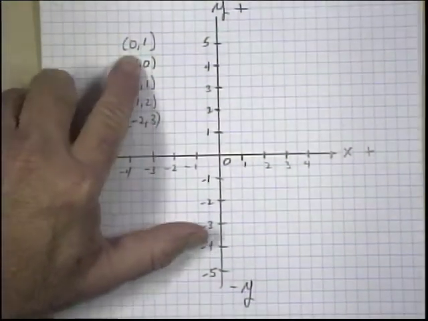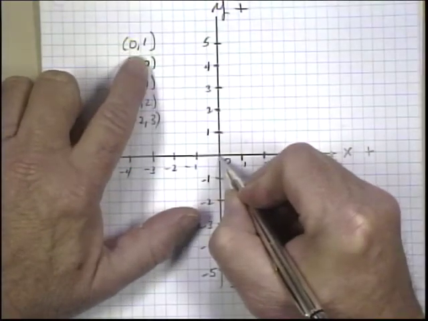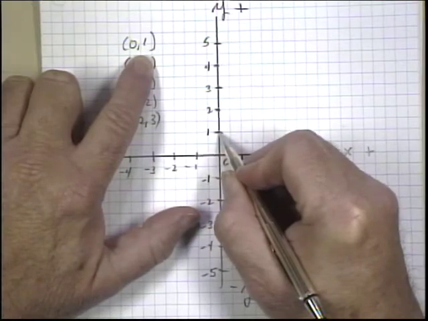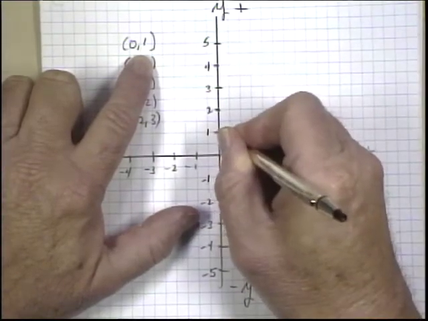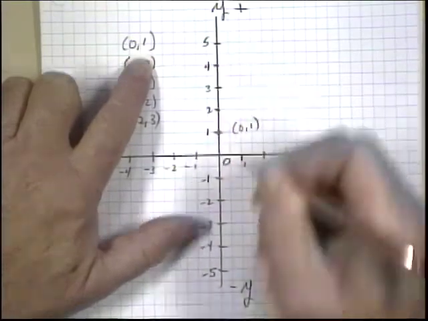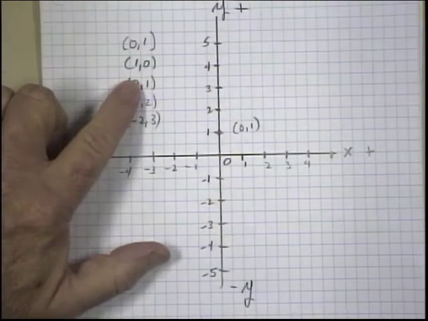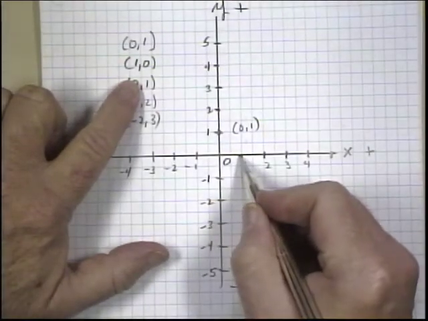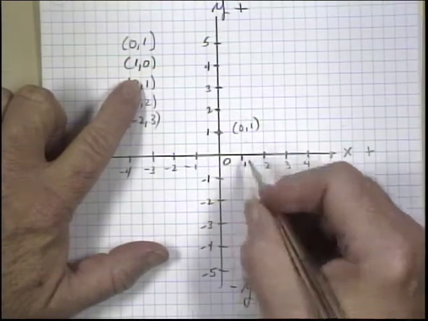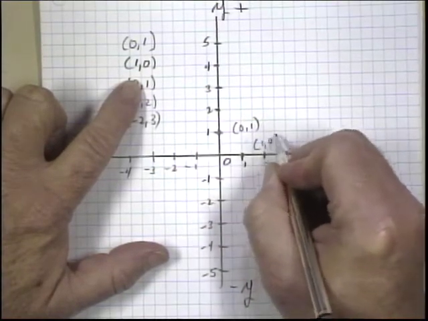Our x value is always the first value, so x is 0, that's right here. Y is a positive 1, that's right here. So the point 0, 1 is right there. Our next ordered pair is 1, 0, so x is 1. Y is 0, so that's right here. This is 1, 0.